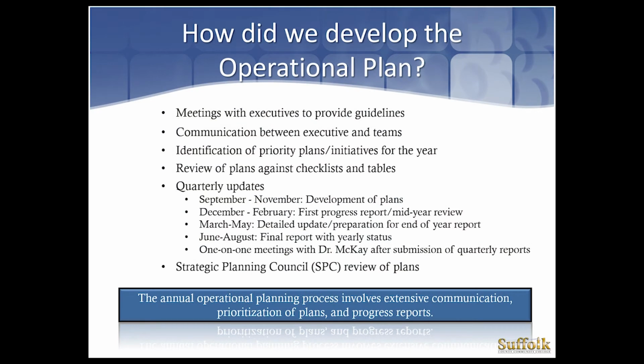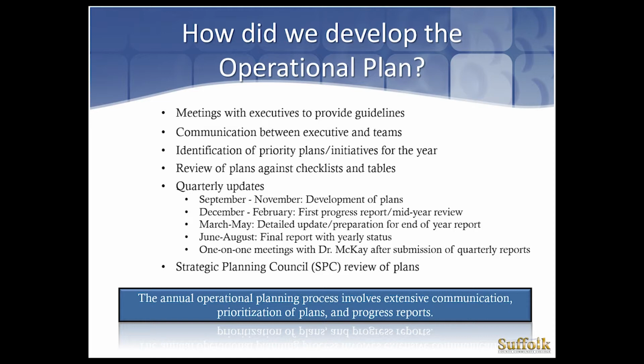Now, how did we go about getting this operational plan? As I mentioned, members of the President's Executive Cabinet are responsible for filling out each section. They work with Planning and Institutional Effectiveness, and we work with them throughout the year. In fact, each of the executives gets a liaison from the Planning and Institutional Effectiveness Office to ensure that if there are any data needs, they can be met. Additionally, the Strategic Planning Council reviews the plans. We also have regular progress reports that are done quarterly, the first starting in September, and then quarterly reports until the end of the year.